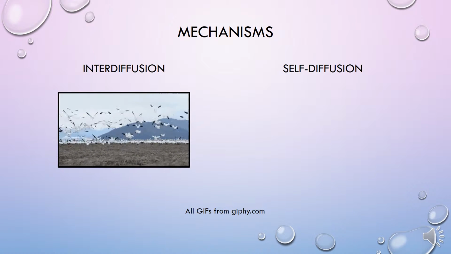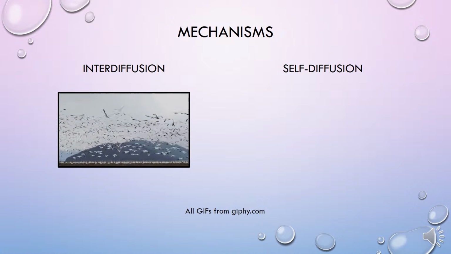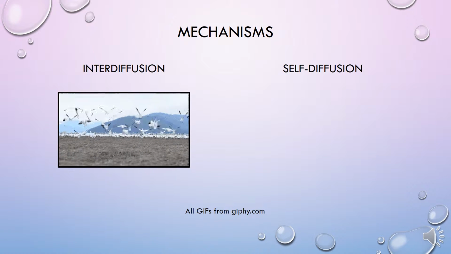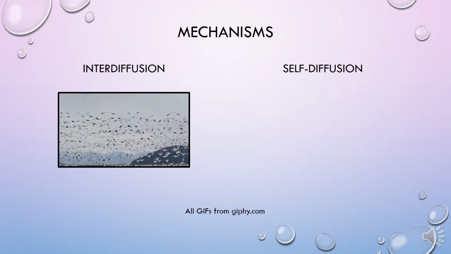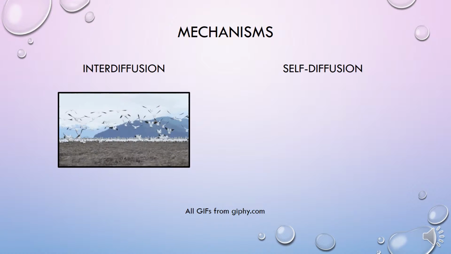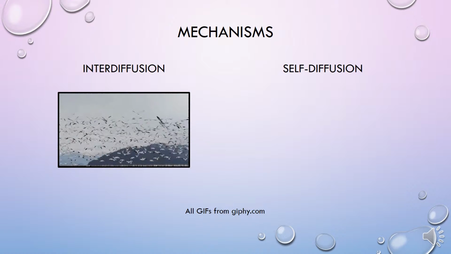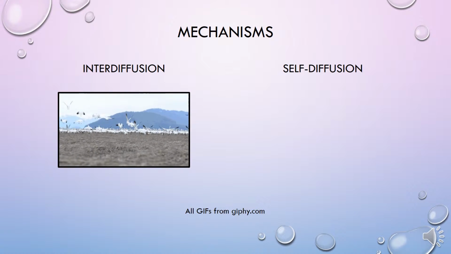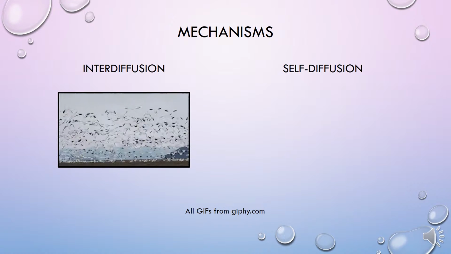Two types of diffusion are interdiffusion and self-diffusion. Interdiffusion occurs in an alloy where atoms migrate from regions of high concentration to low concentration, such as these birds which are flying from a place on the beach with high bird concentration, something that would seriously scare ornithophobics like me, to a place of low bird concentration, such as where the camera is.